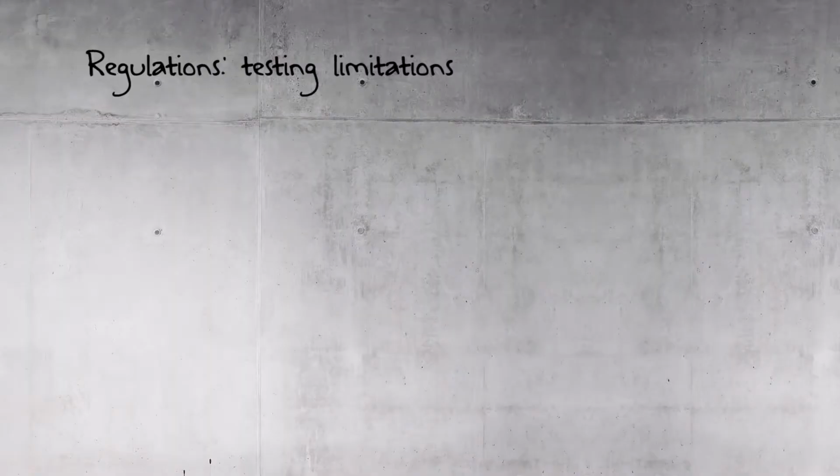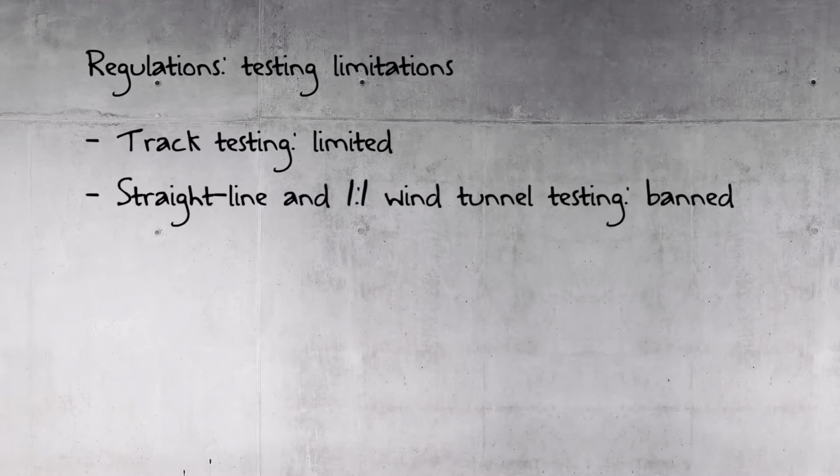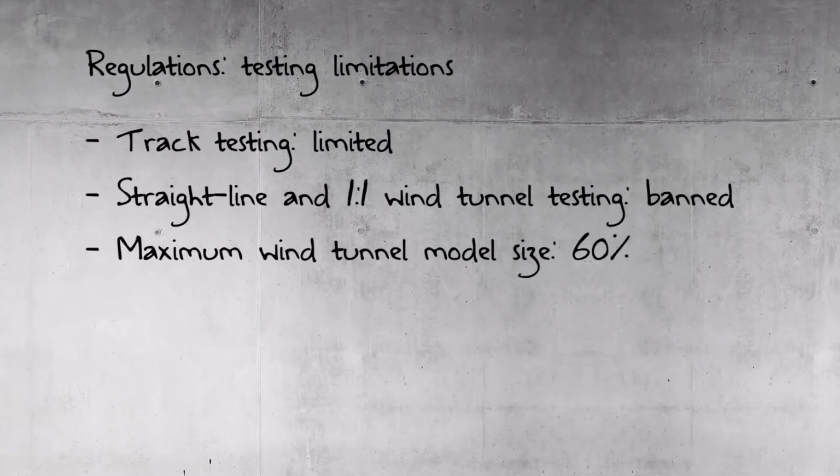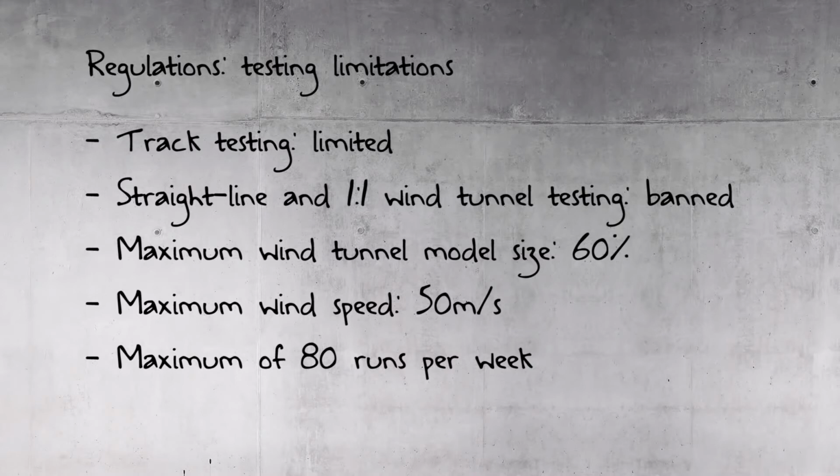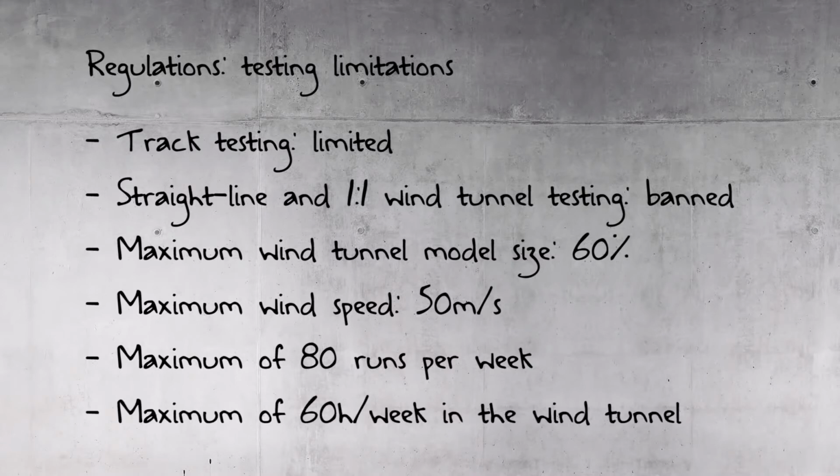Before the limits were imposed by the FIA, some teams averaged about 300 runs per week in their wind tunnels. Today, research is really quite significantly limited. The track testing is limited, straight line and wind tunnel testing for one-to-one cars is banned. We can test with a model up to 60%, and we can only test to 50 meters a second in the wind tunnel. And we're also limited then to 80 runs a week and 60 hours per week in the wind tunnel.